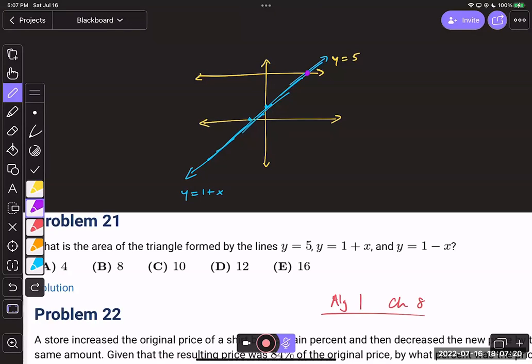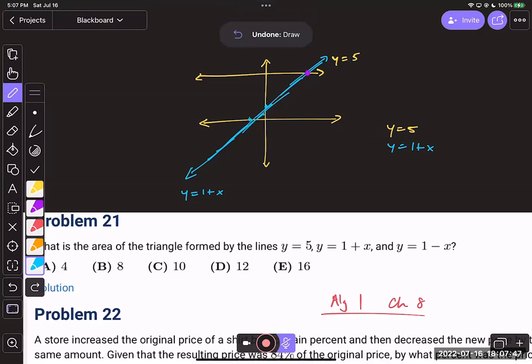So should I do a system of equations for all three of them, or just two? Well, the idea is you want to find that point of intersection, right? So the point that both the yellow line and the blue line share. What that means is it needs to be both y equals 5 and y equals 1 plus x. Exactly. What you know from the first line is y is equal to 5.